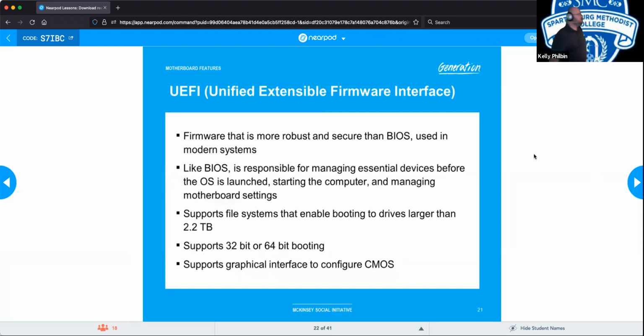So, a modern update to the BIOS: the UEFI, Unified Extensible Firmware Interface. This is the newest version of BIOS. It is far more robust, has a lot more features, it's more secure. Quick and easy way to tell whether or not you're using BIOS or UEFI: if you're able to use your mouse, it's UEFI. If you have to use the arrow keys to maneuver around, likely it's old school BIOS.